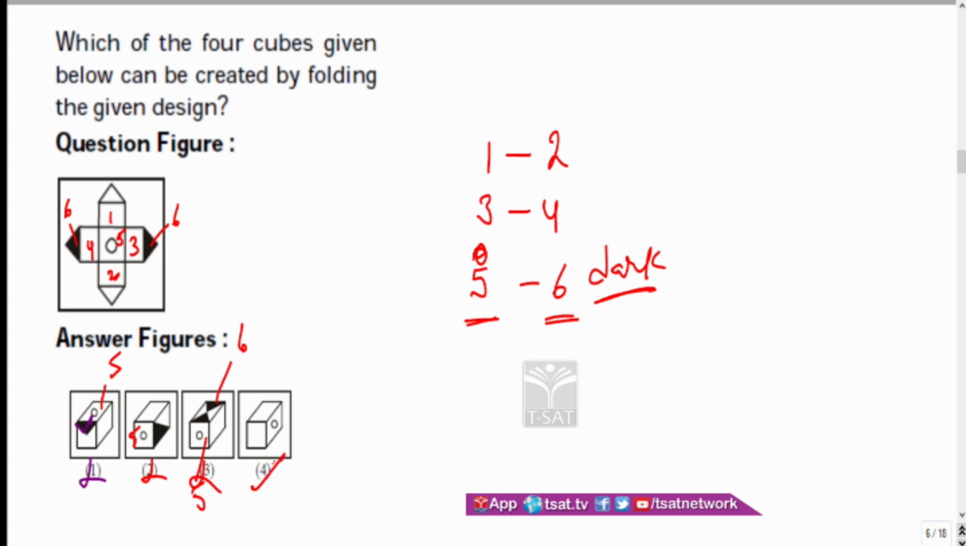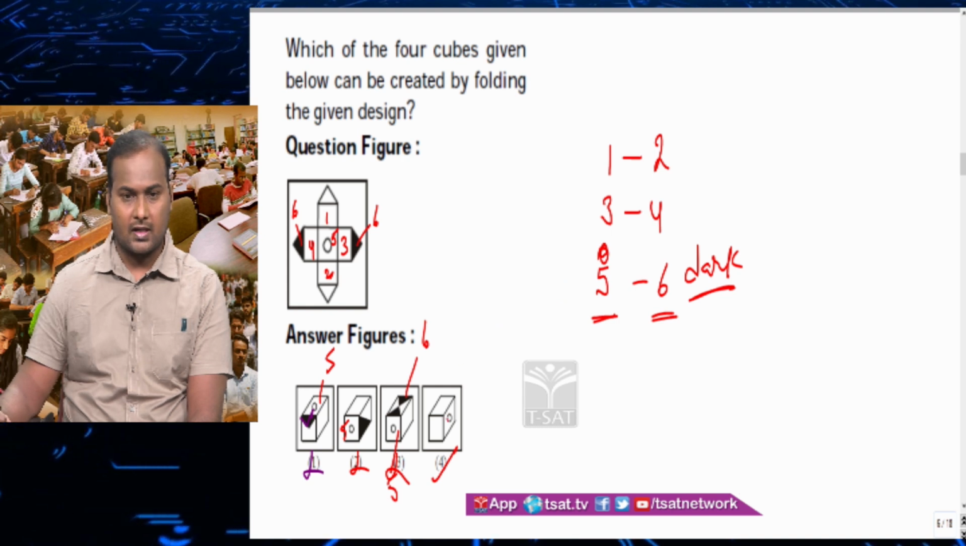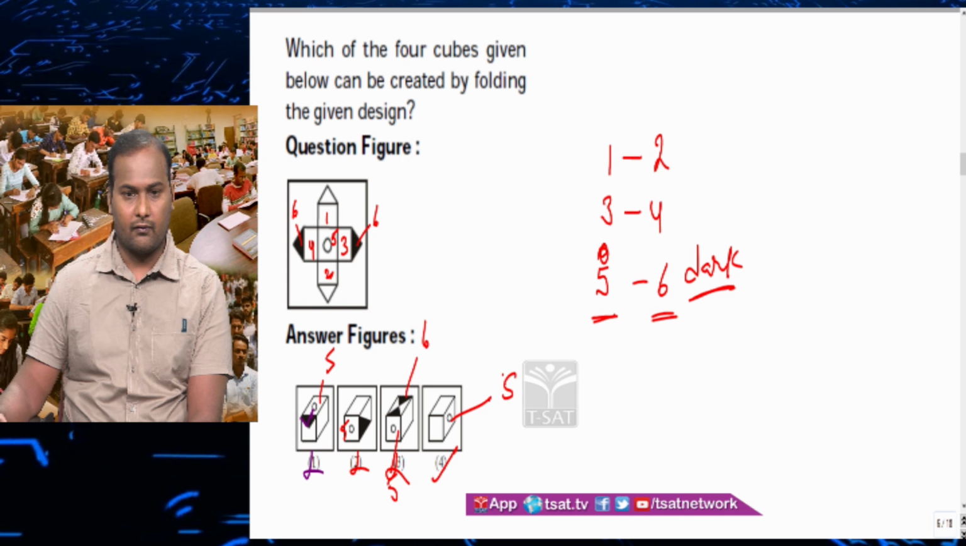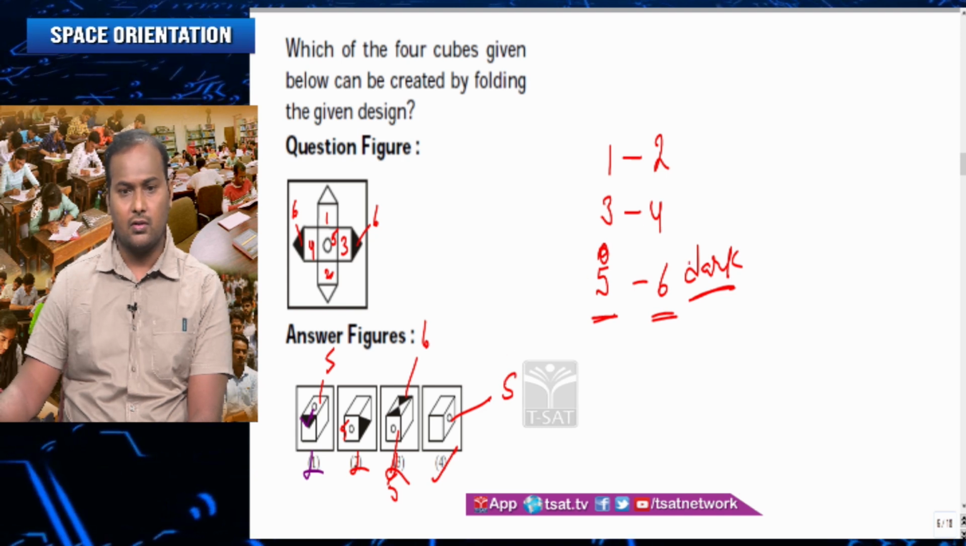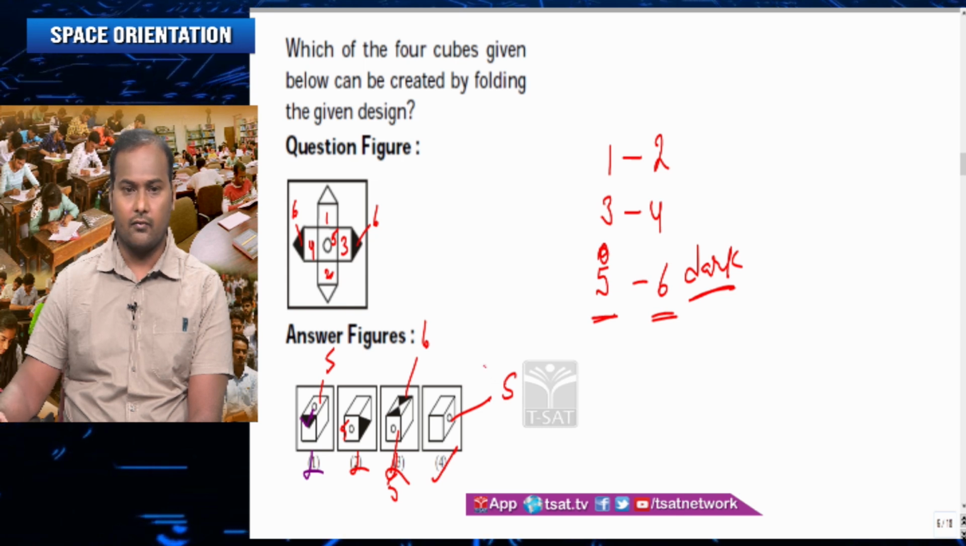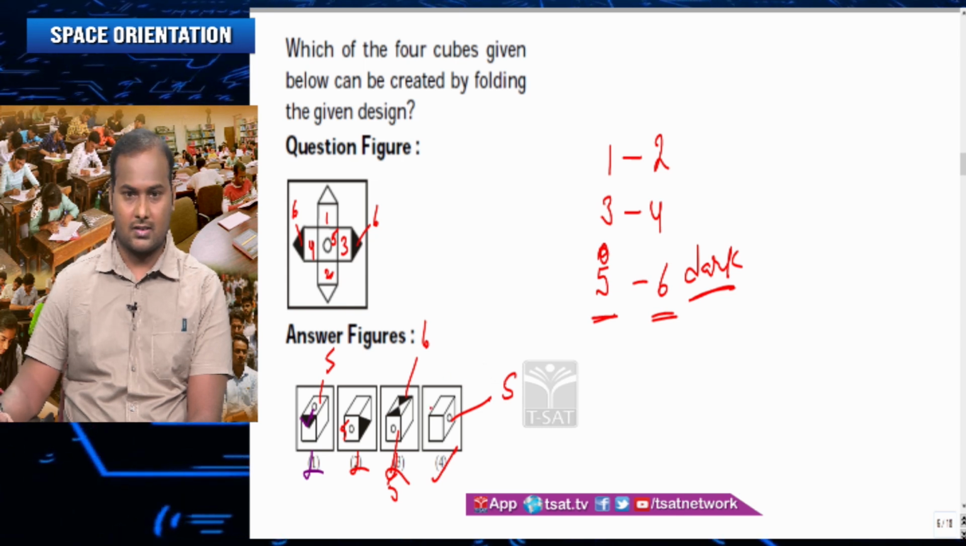The answer is 4. How? The circle is visible. What is the circle here? 5. So this will become 5. What is opposite to 5? 6, which is dark in color. In this case, the dark color is not visible because it is on the other side.